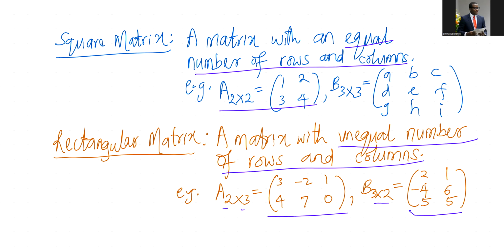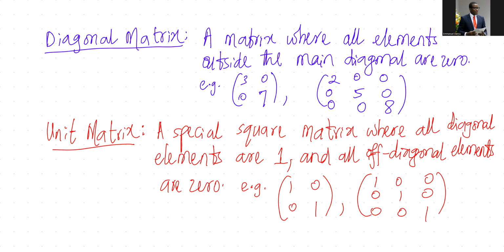Okay, let's move on as we talk about some special kinds of matrices. There are still special matrices we are going to consider down the line, so when we get there, we'll talk about them. But now let's talk about the diagonal matrix. As the name implies, a diagonal matrix is a matrix where all elements outside the main diagonal are 0.